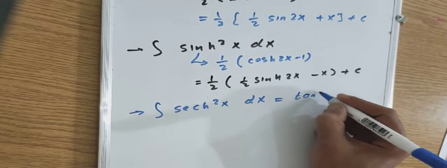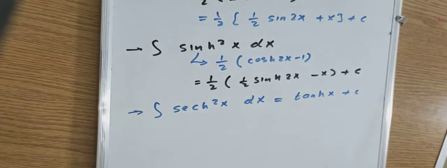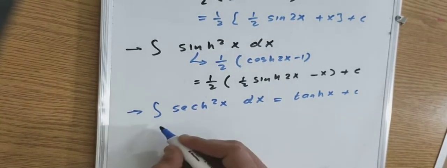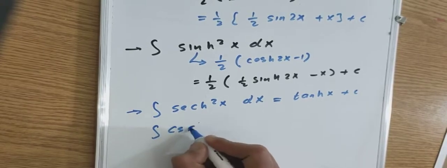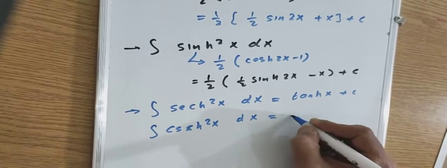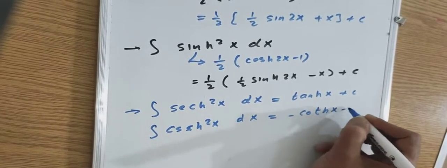because the integration of sec squared will be tan x, and the cosec squared is also a direct antiderivative, it will be negative cot x.